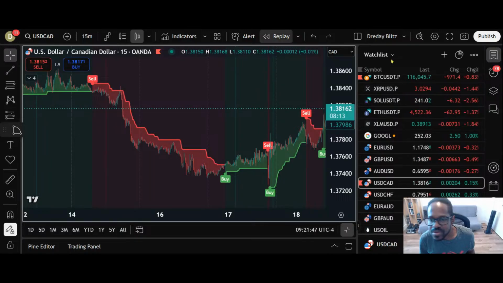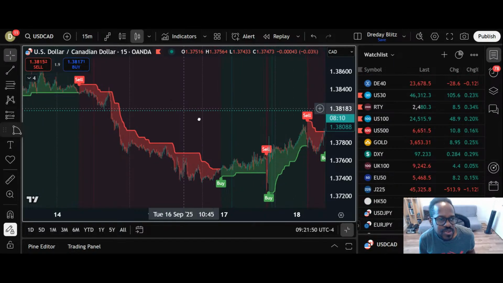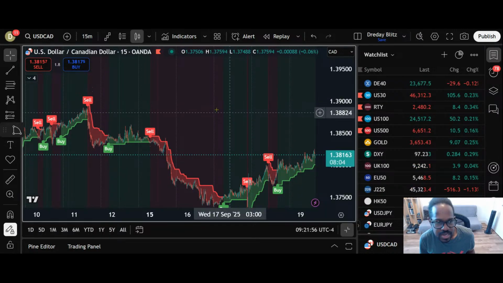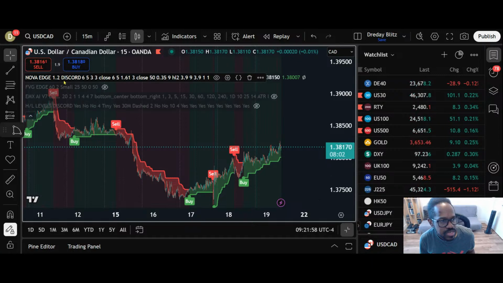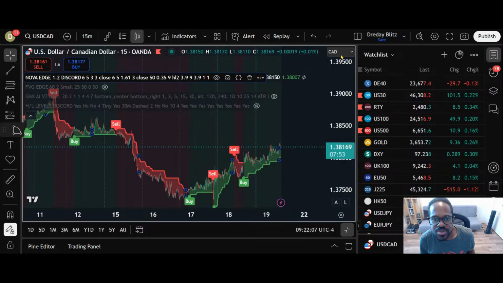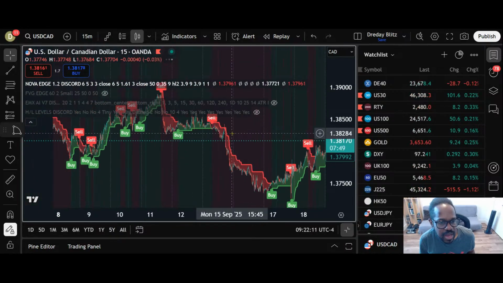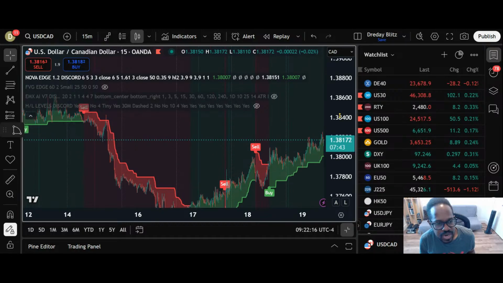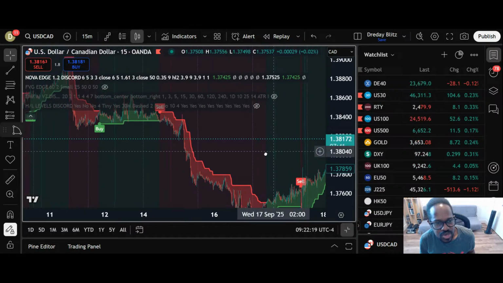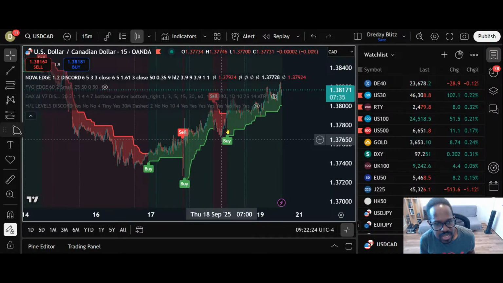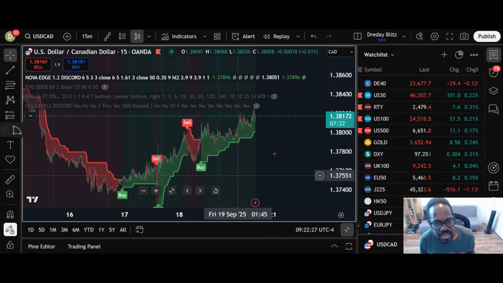All right. First, I'm going to show you the indicator that I created for the trend, called Nova. This is version 1.2, Nova Edge 1.2 Discord. If you're a Discord member, you have access to that. It's a pretty straightforward indicator that provides you with the directional bias in regards to the trend. As you can see, you had a sell, it sold off big time, and then you had a buy, a small sell, then a buy, small sell, and then another buy here.